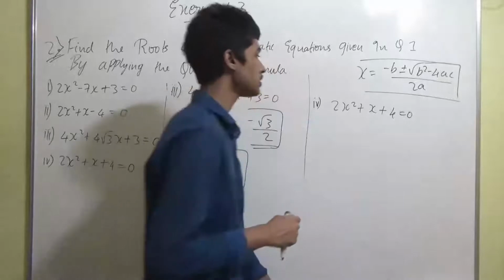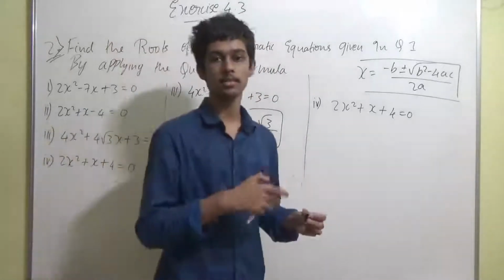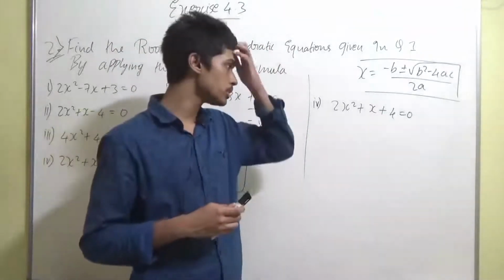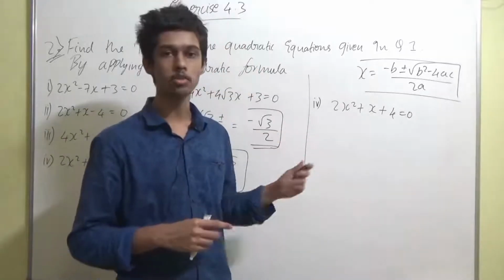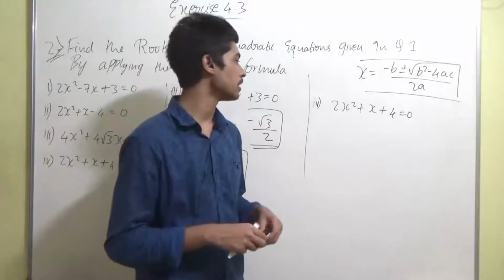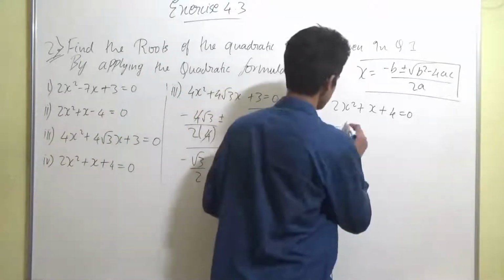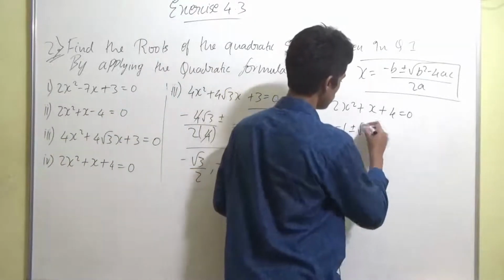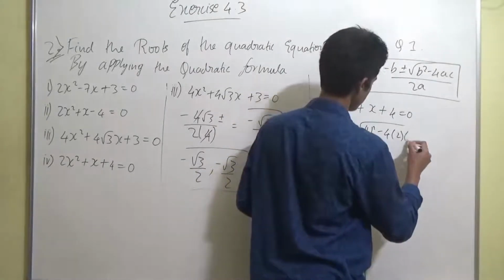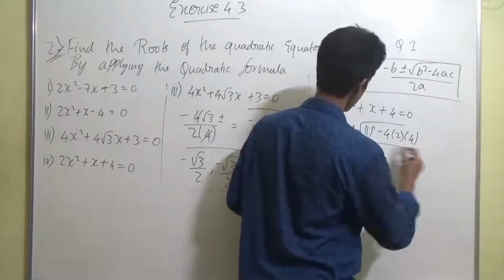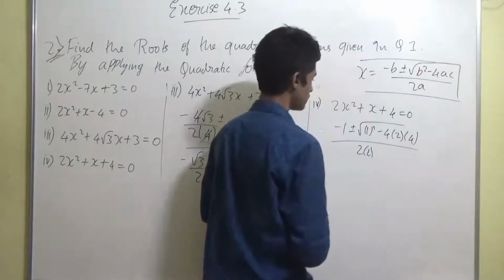Okay, guys, if you have noticed, in the first question when we solved the fourth sub question, we got to know that it doesn't have a solution, right? Because b square minus 4ac comes to be negative in the fourth sub question, but still we'll try to do it. Minus b plus or minus root of b square, b square is 1 square, minus 4 into a into c, by 2a. This is like this, right?